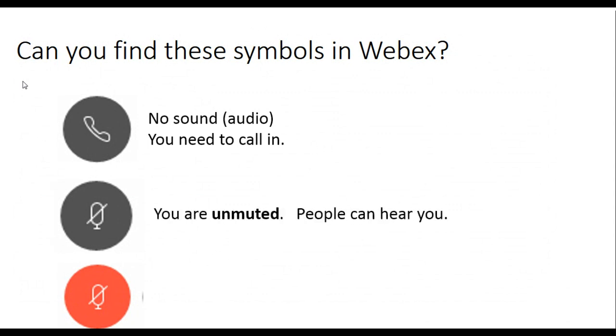This means you are unmuted. People can hear you. The red circle means you are muted and people cannot hear you. Usually, during a Webex meeting, you should see the red microphone circle so people cannot hear you. When there are many people, it's very noisy, so keep the red circle muted.